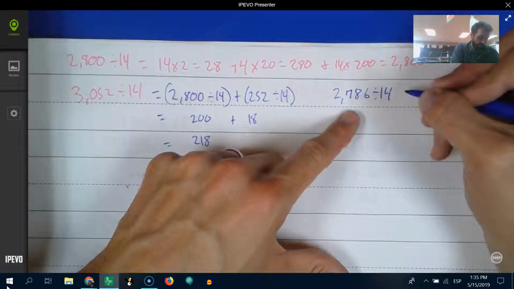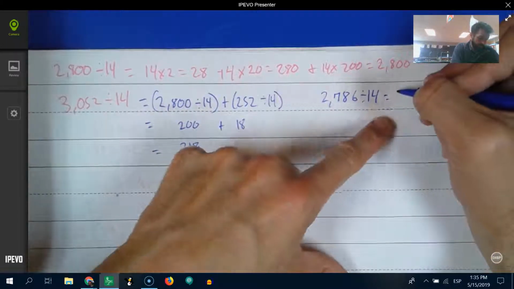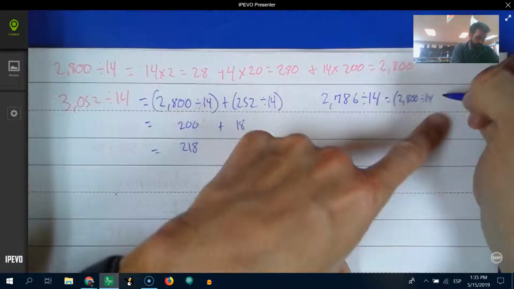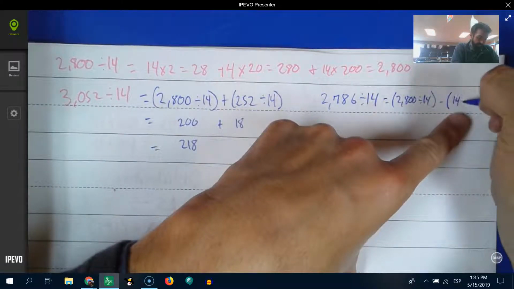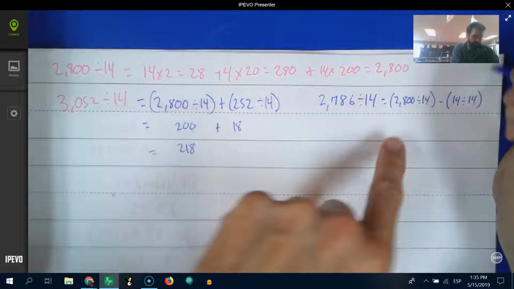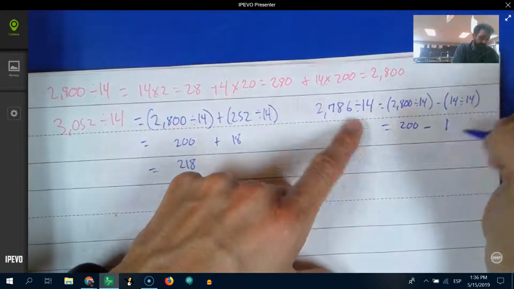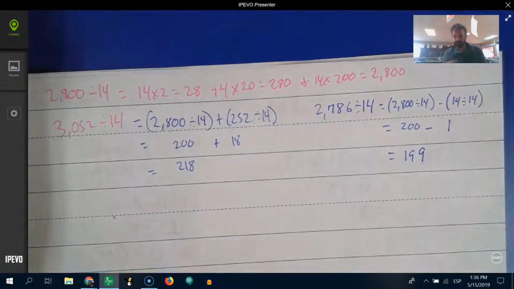For me, I saw that 2,786 equaled 2,800 minus 14. So again, that's going to give us 200 minus 1, which is 199.